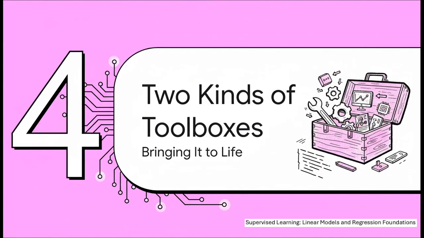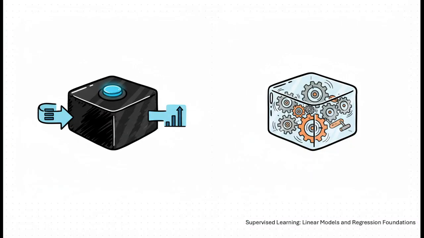Okay, so this four-step recipe is great in theory, but how do you actually do this on a computer? Well, for that, you need a software toolbox to bring it all to life. There are lots of options out there, but two of the most popular are Scikit-learn and PyTorch. Think of it this way. Scikit-learn is like an automated push-button machine. It's awesome for just getting results fast. PyTorch, on the other hand, is more like a clear glass box. You have to be more hands-on, but it's amazing because you can actually see all the gears turning inside and really understand how it's learning.